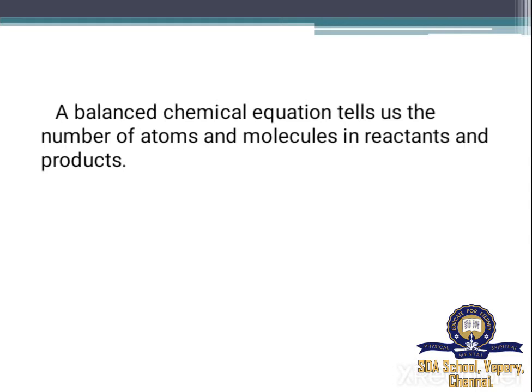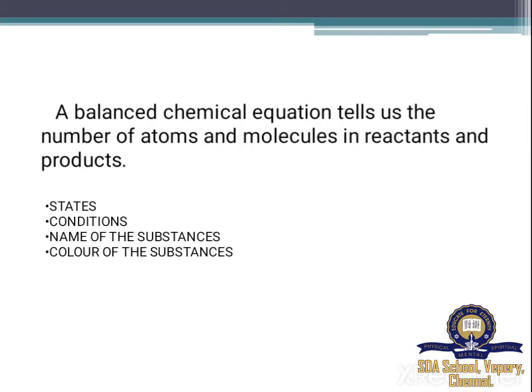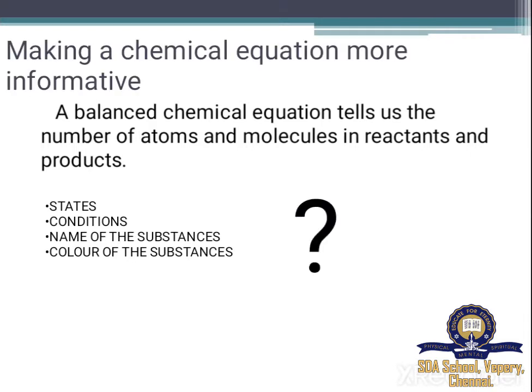A balanced equation tells us the number of atoms and molecules present in the reactants and products. But how do we know the states of the reactants and products, the conditions in which the reaction will take place, and the color of the substances? So here comes the last step in writing a chemical equation, which is making a chemical equation more informative. In order to make a chemical equation more informative, we have to remember three things. Let's see it one by one.